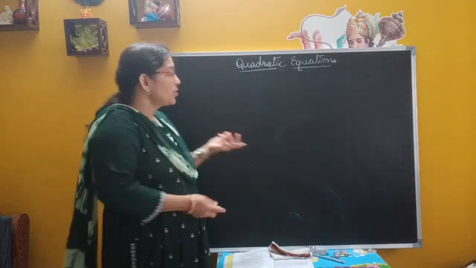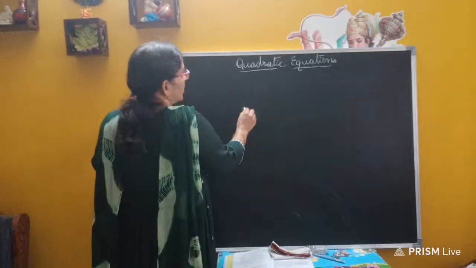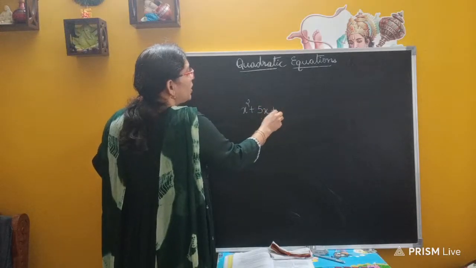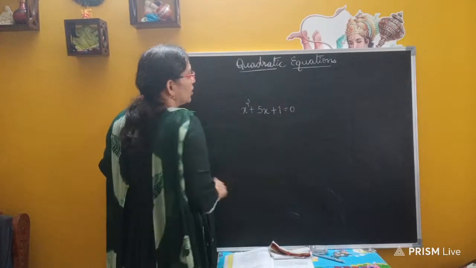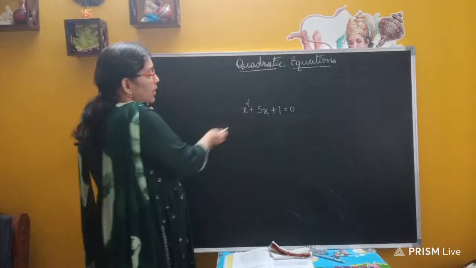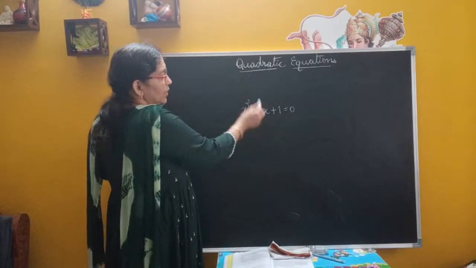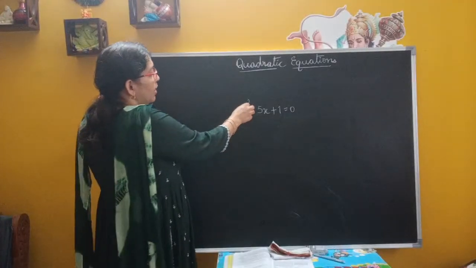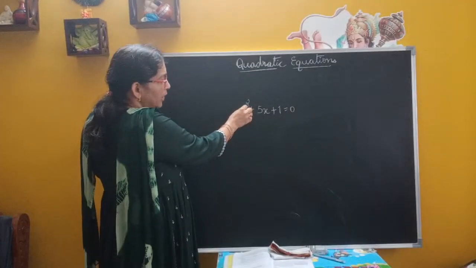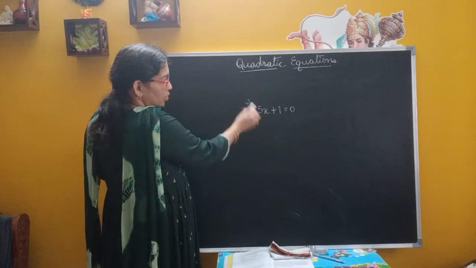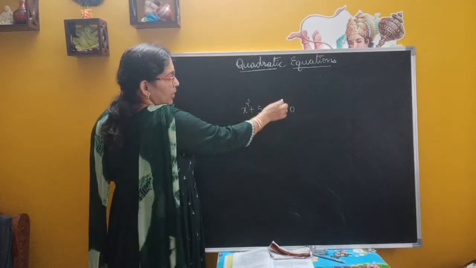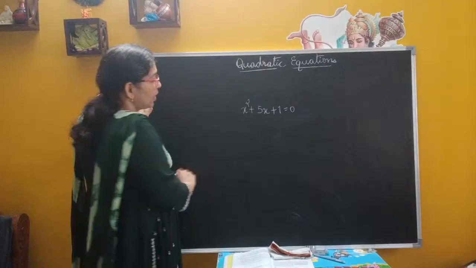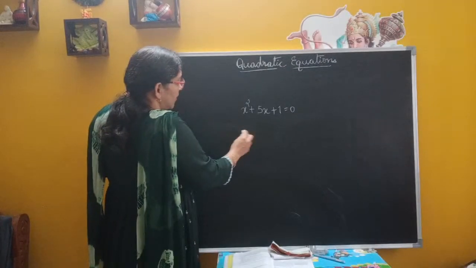So suppose you take an algebraic expression, x square plus 5x plus 1 is equal to 0. Here each of the terms, x square is one term, 5x is one term, 1 is one term. What is the highest exponent? It is 2, plus 2, plus 1, and here it is 0 actually. 1 into x to the power of 0.